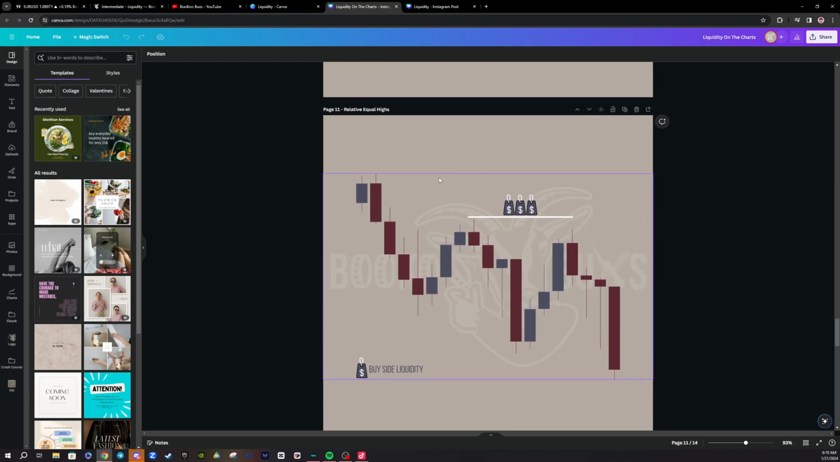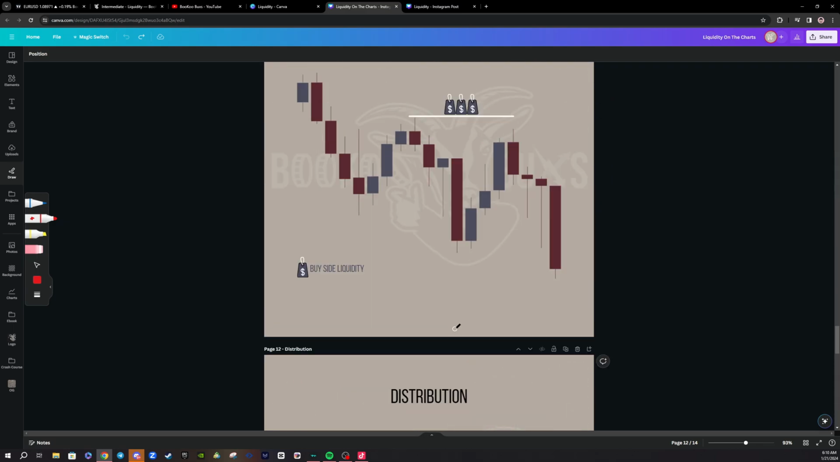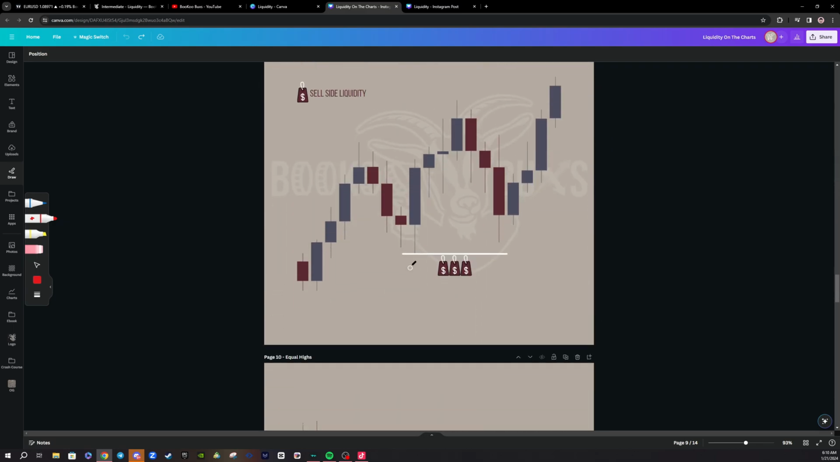Here, relative equal highs, you can see that price doesn't make the exact same high. This high is here, but this high is here, not on that same level. Therefore, they are relative equal highs. Relative equal lows, they are not on the same level. Here's this low here, and the low is a little bit higher. So not equal lows, they're just relatively equal lows.